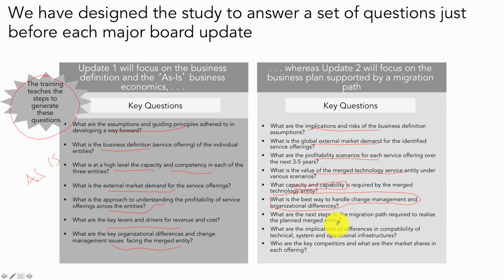What are the next steps in terms of planning to put together this entity? There's going to be differences in technical, system, and operational infrastructure between 3 entities. How do we manage that? Can they be managed? Who are our key competitors, and how are we going to take them on? Update 2 will answer that. So it's a very, very focused planned intervention.